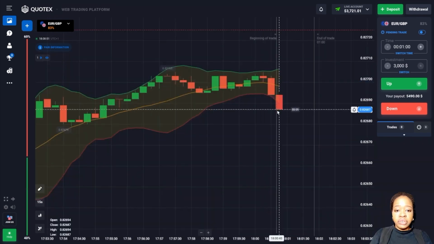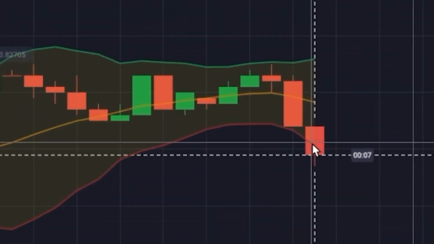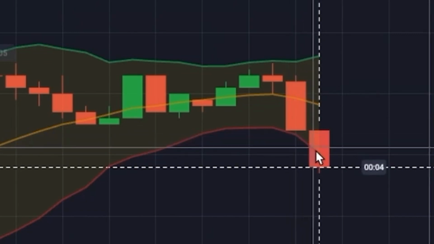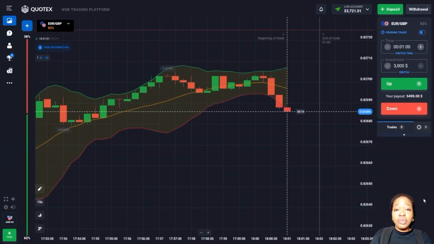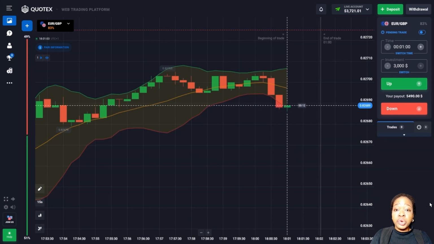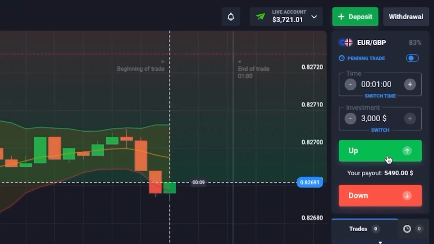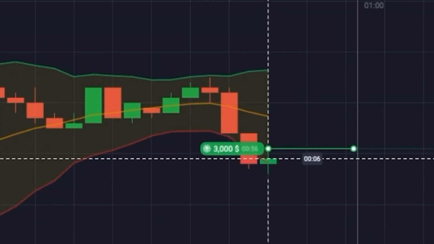So here I can observe a sharp price correction and see a red candle breakthrough of the lower Bollinger Band, and this indicates with great certainty that very soon there will be a foreseeable upward movement. Therefore, I'm going to open a deal for an increase for 1 minute.